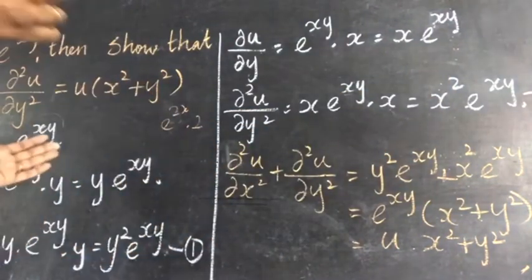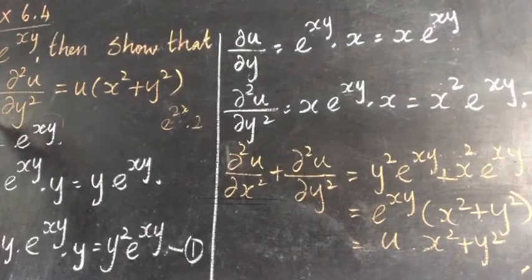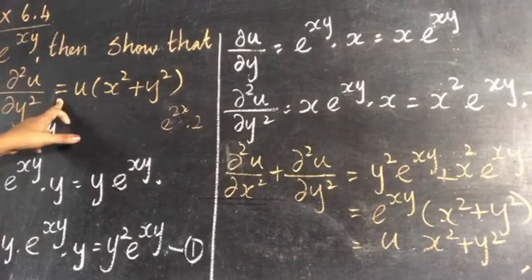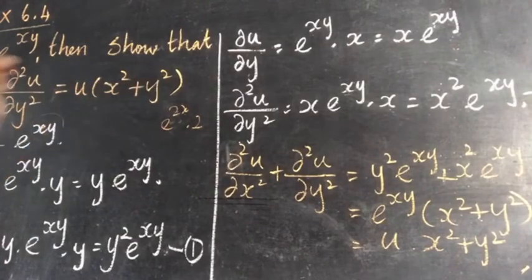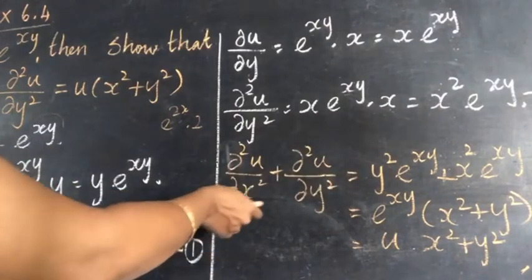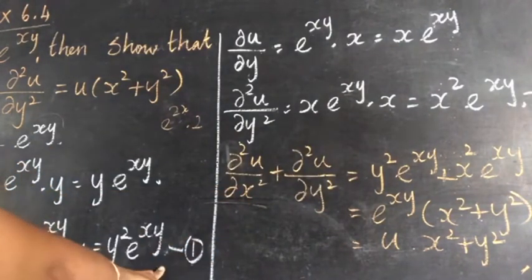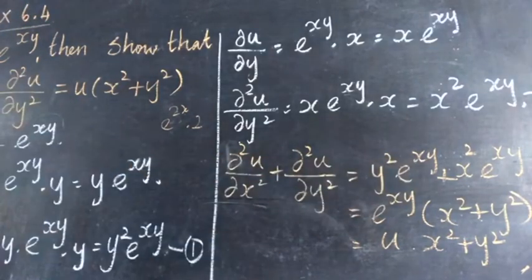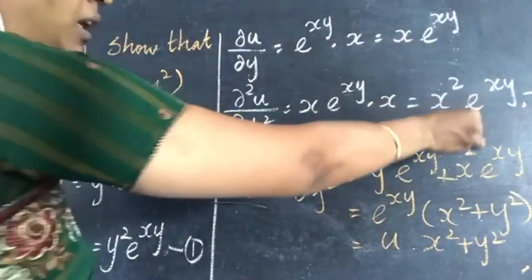What do we need to find? We need to show that ∂²u/∂x² plus ∂²u/∂y² is equal to u into (x² plus y²). So, I take the left hand side, that is ∂²u/∂x² plus ∂²u/∂y². What is ∂²u/∂x²? It is our equation 1, that is y² into e^(xy). What is ∂²u/∂y²? That is x² into e^(xy).